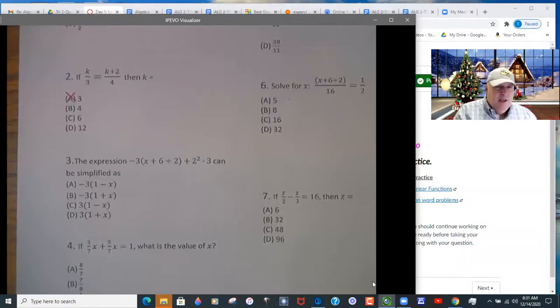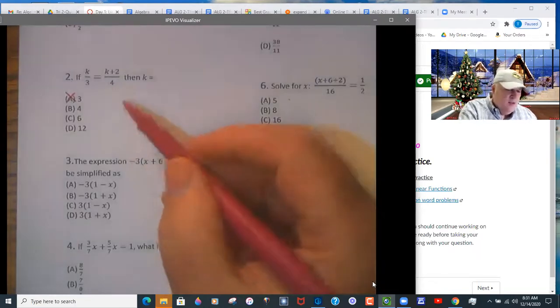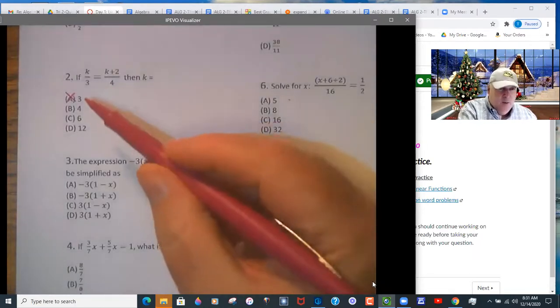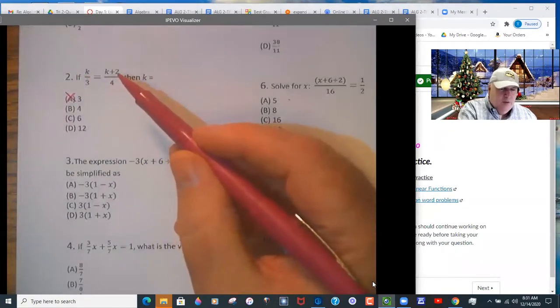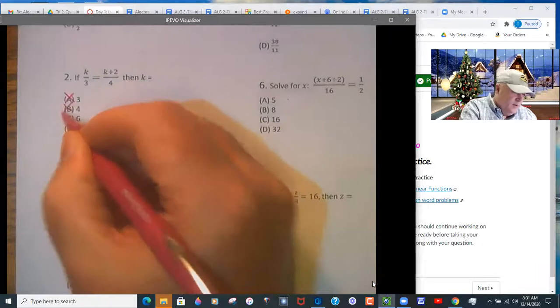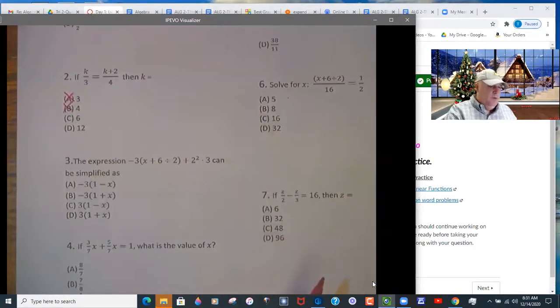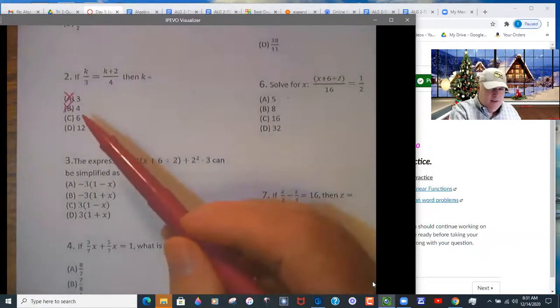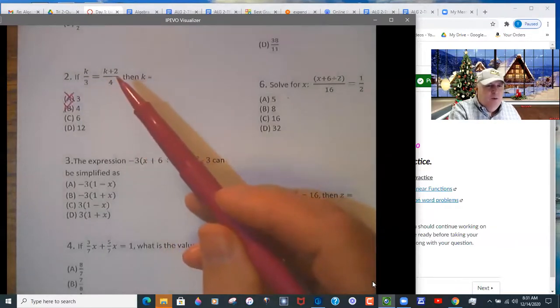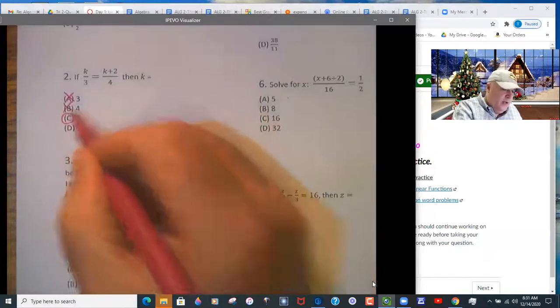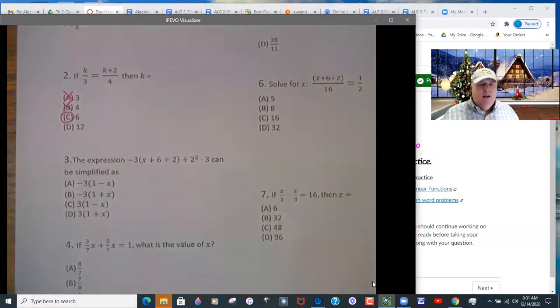But on a problem like 2, can't you just do the guess and check? Absolutely. 4 over 3. Is that equal to 4 plus 2, 6 over 4? It is not. So absolutely you can guess and check if that's going to work. 6 over 3, that's 2. 6 plus 2, 8 over 4, that's 2. There's the answer. I got it a lot quicker than if I had gone and shown all my work. Okay, so be very aware of test-taking strategies.